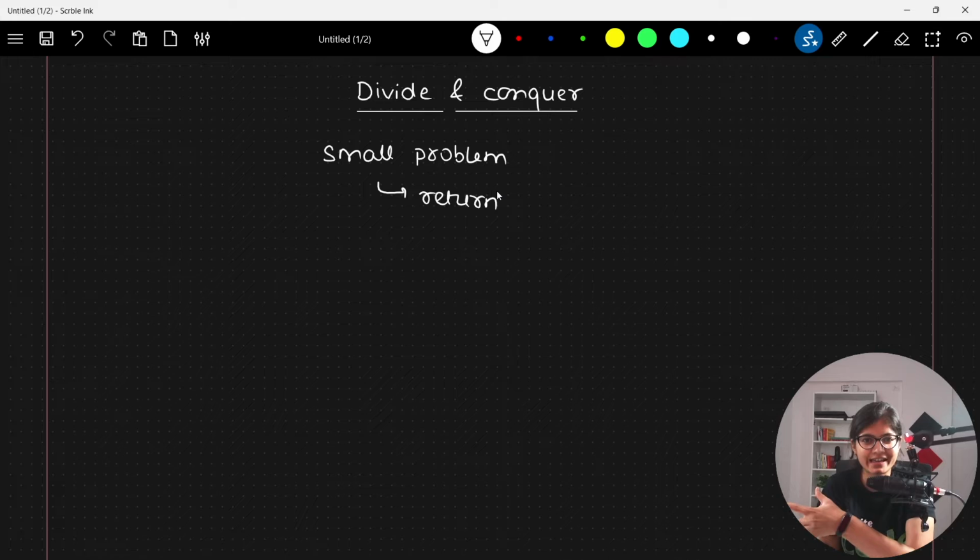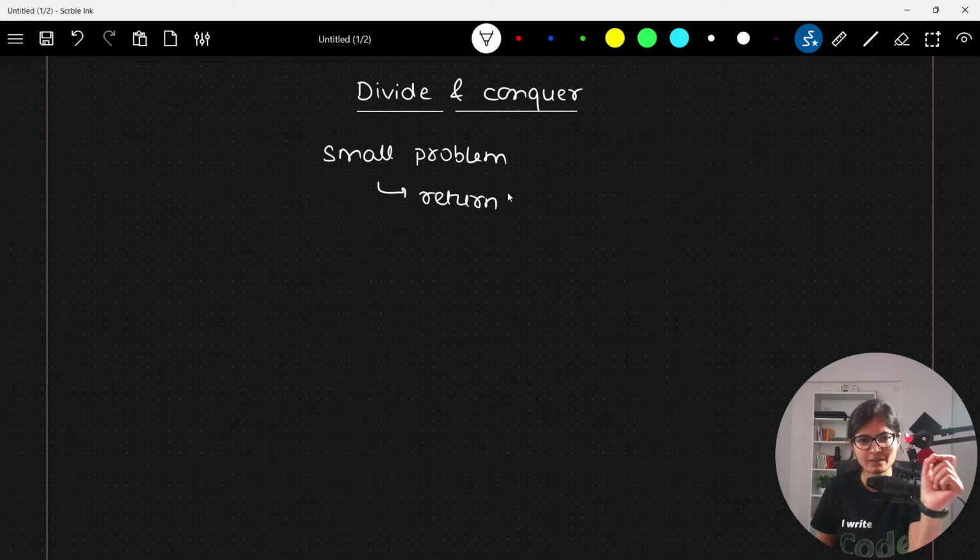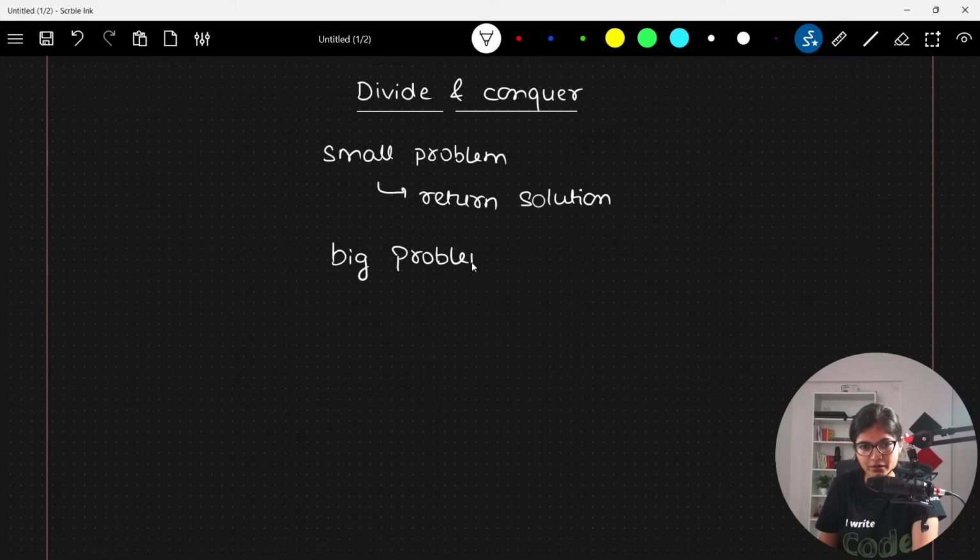Just like in real life, whenever we are facing a small problem, we can handle it on our own. We don't require any other person to handle that situation. Similarly in code, whenever the problem is small, it can return the solution directly without any divide and conquer approach. But when the problem is big, who will decide whether the problem is big or small? We are the only ones, as developers. We need to decide when the problem is small.